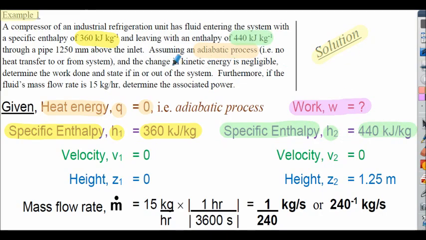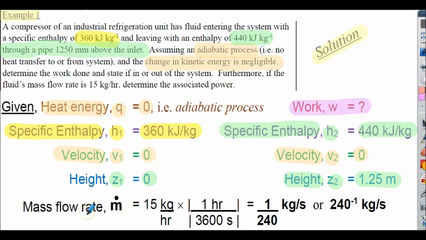We're informed that the change in kinetic energy is negligible, so velocity at inlet V1 assumed to be 0, velocity at outlet V2 assumed to be 0. We're informed that the outlet is through a pipe that's 1250 millimeters above the inlet. So if we take our datum at the lowest point in the system, that means Z1 would be 0, that's the inlet pipe, but the height of Z2, the outlet pipe, will be 1.25 meters, converting our millimeters to meters.